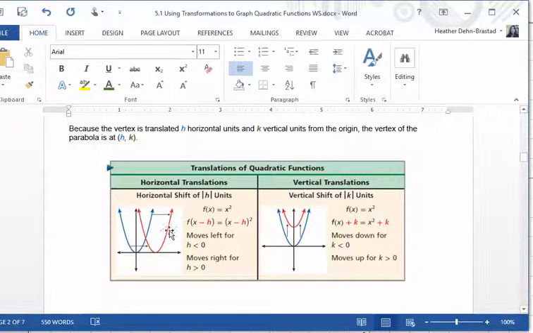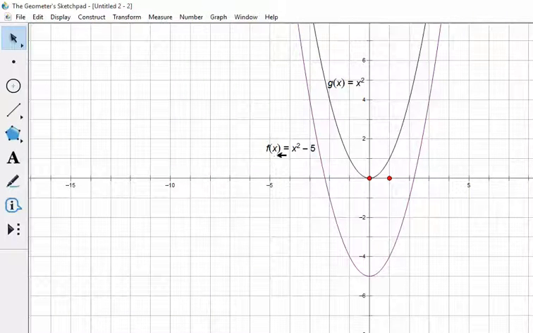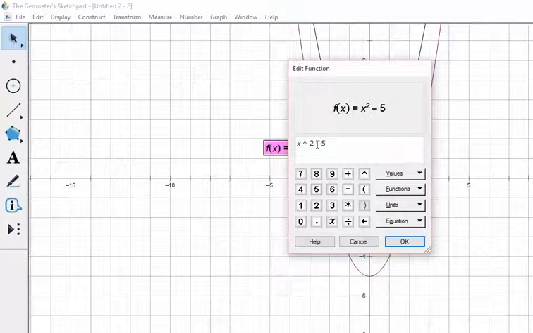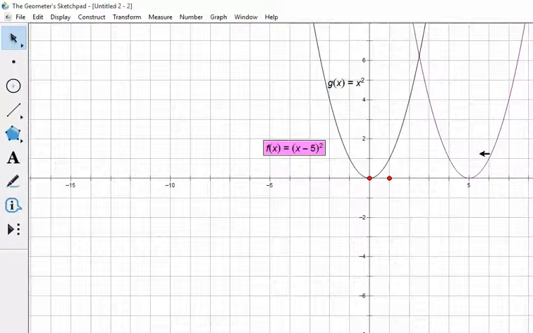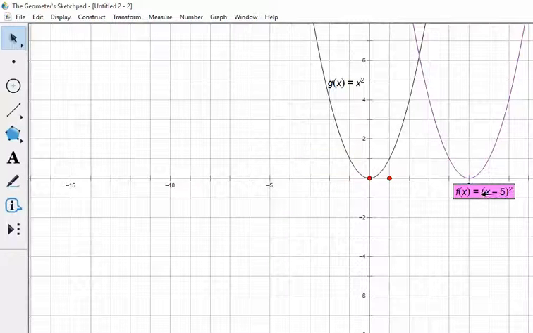Okay? And if I had added something inside the parentheses, that would move it left or right if I add or subtract a number. So let me go back here. I can do this. I'm going to edit this one. Instead of subtracting at the end, I'm going to put parentheses around it, and I'm going to subtract just from the x. So in the parentheses, I have x minus 5, and then I'm squaring the whole thing. Let's see what that does. That moved it over to the right. So subtracting a value from x shifts it over, translates it to the right. So that's what you would say if you had that for your problem.